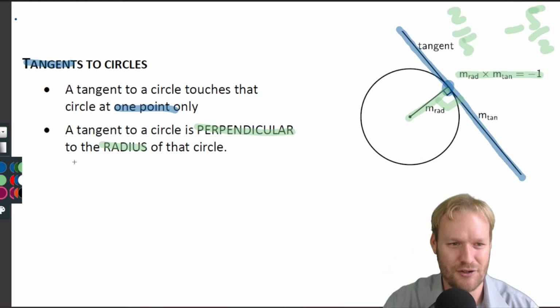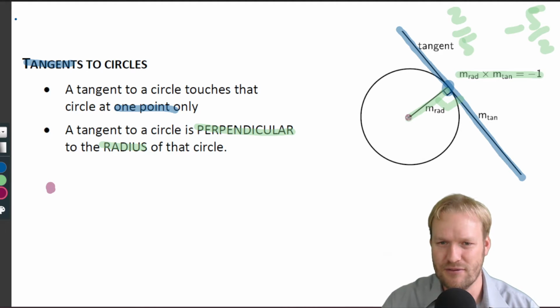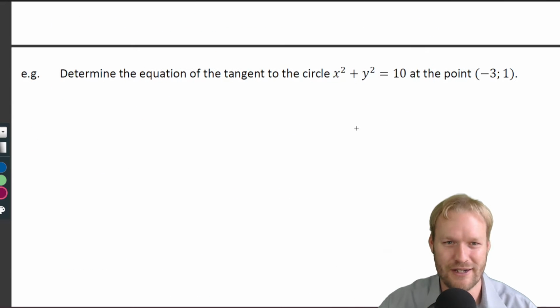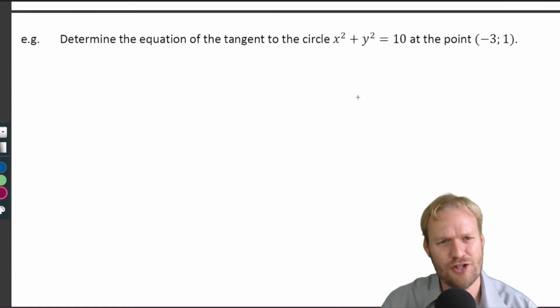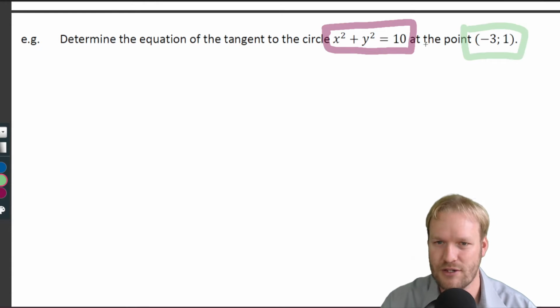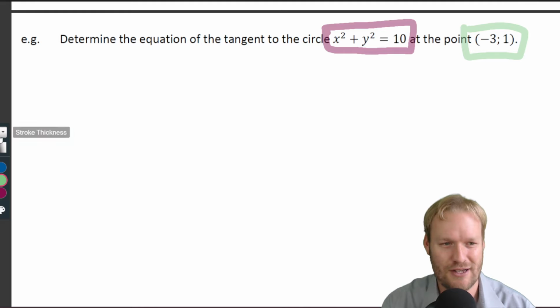And maybe just a third idea is that we might construct a triangle here, a right angle triangle. We can use Pythagoras. Okay, so one example for this. Determine the equation of a tangent to this circle here at some point. Okay, so that point must exist on the circle. Let's just check. -3 squared plus 1 squared. Yes, that makes sense.